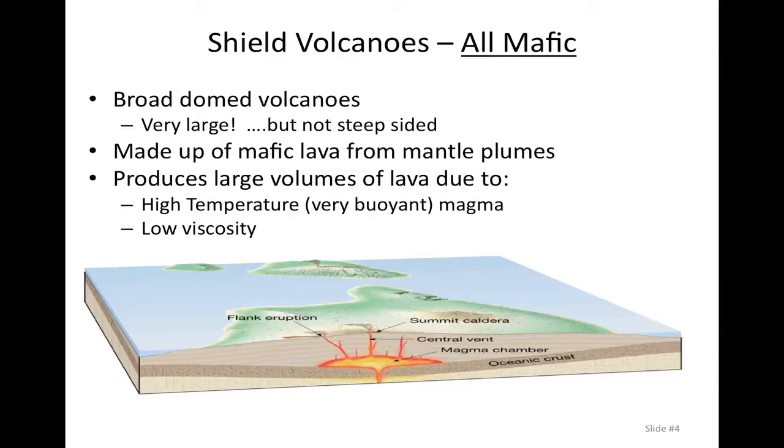There's no intermediate, there's no felsic. About the best you might see in variation is little pieces of ultramafic inclusions in the mafic basalts. That's about the extent of the variety.